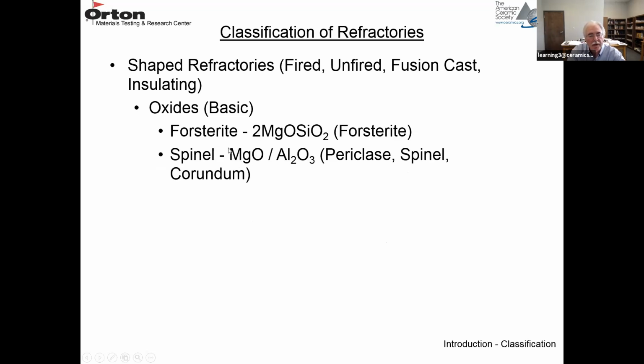A few more basic oxides are forsterite, 2-MgO-SiO2, a magnesium silicate, and spinel, which is MgO-Al2O3. If it's stoichiometric, it's 1-to-1 MgO to Al2O3, and it's all in the spinel phase. If it's MgO-rich, it's periclase and spinel. If it's alumina-rich, it's corundum and spinel.